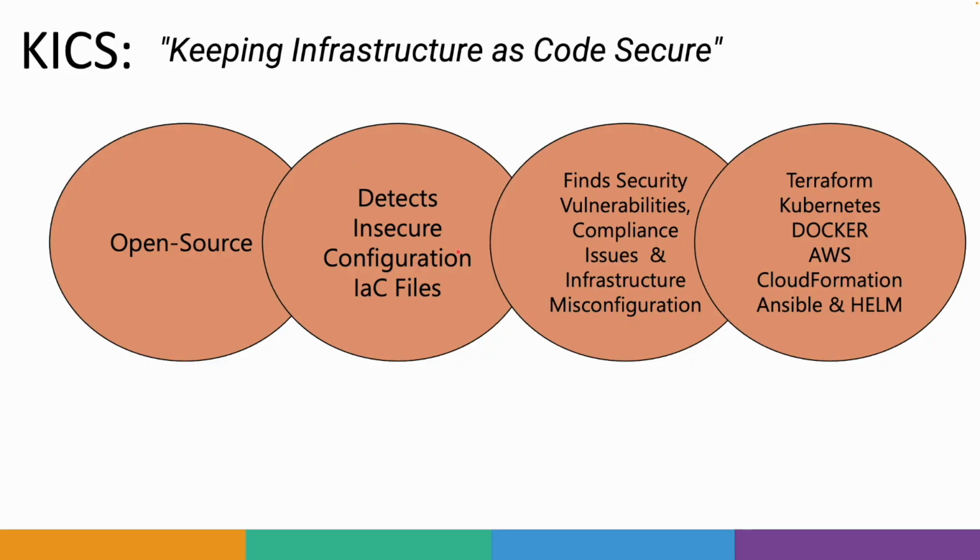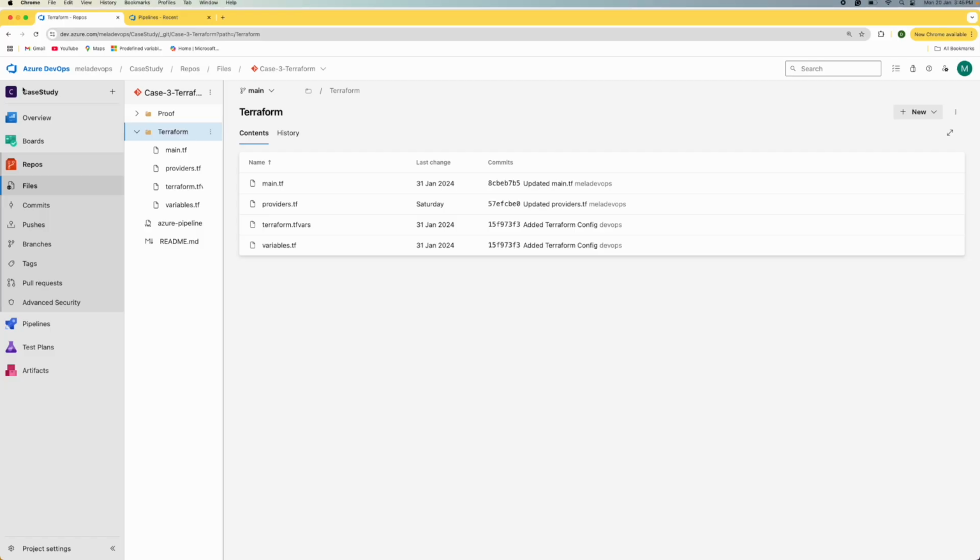KICS will help you with finding any insecure configuration, security vulnerabilities, and any infrastructure misconfiguration. All these can be easily scanned and detected by KICS, and you can use the results and the output that KICS creates for your analysis purpose. Okay, let's see how KICS gets integrated with an existing CI/CD pipeline, and then let's see how we analyze the KICS report. Let's go on to Azure DevOps and see the demo part of it.